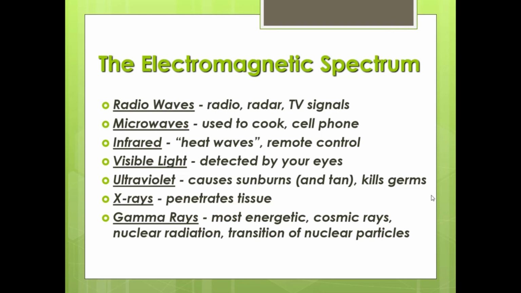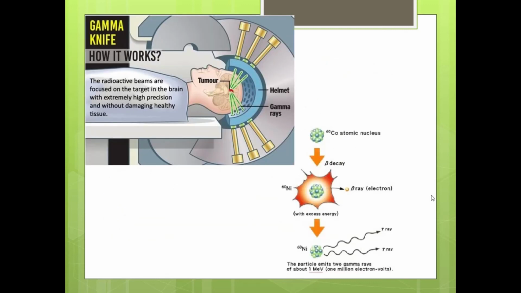These are the most energetic. They're originally known as cosmic rays because they were discovered coming from outer space beyond the Earth. They're now known to come from nuclear radiation, from reactions and decays that take place there, and these result from the transition of nuclear particles, protons and neutrons, not the electrons that we talked about previously in terms of light production. One of the main uses that we might see this in the medical field is what's called a gamma knife, where you can focus the gamma rays onto a tumor to kill it. It's used for other types of radiation therapy for cancer as well in different situations.